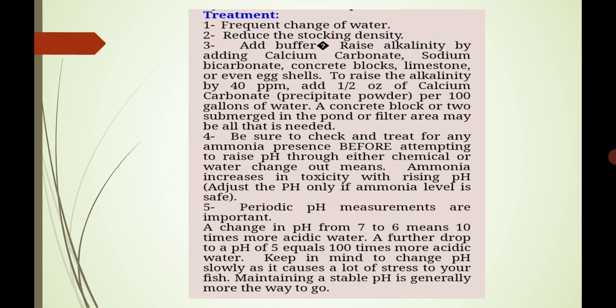Now the treatment of acidic pH: frequent change of water, which reduces the stocking density, and add buffer, which raises alkalinity, by adding calcium bicarbonate, sodium bicarbonate, concentrate blocks, limestone, or even eggshells to raise the alkalinity by 40 ppm, and 1.5 of the calcium carbonate precipitate powder per 100 gallons of the water. A concentrate block or two submerged in the pond or a filter area may be all that is needed.